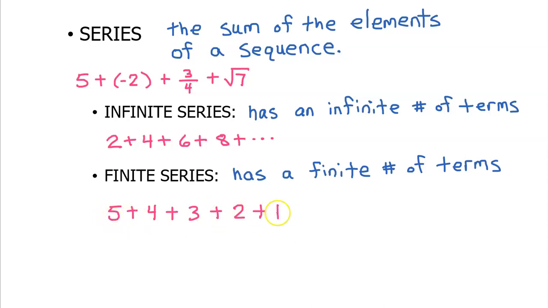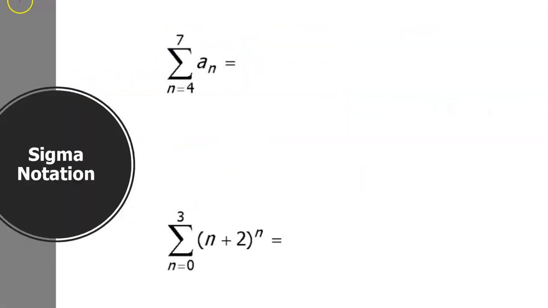It has a first term and a last term. It doesn't have to have any special order to be a finite series. In fact, the example I gave right at the beginning is another finite series. Let's talk about sigma notation.